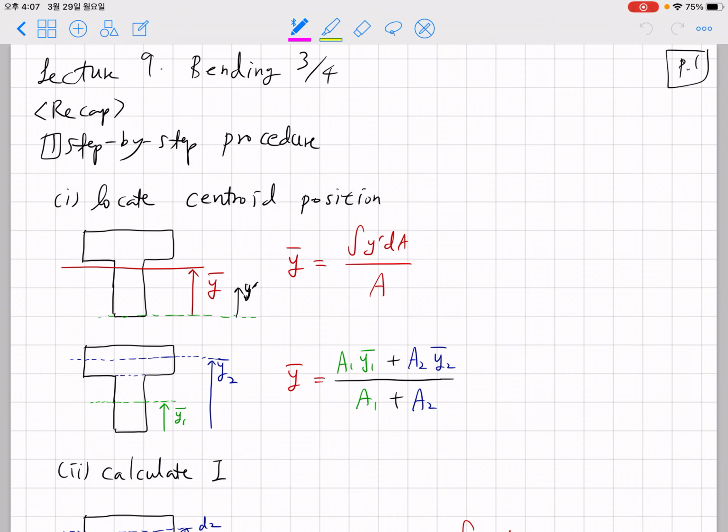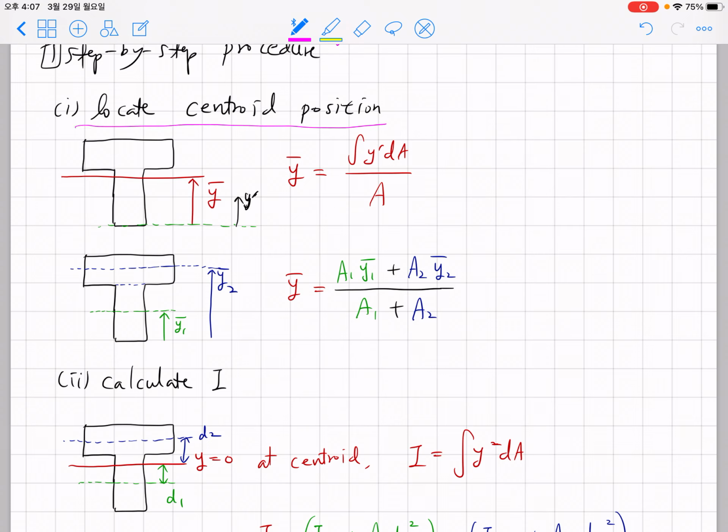And the step-by-step procedure is given as follows. First, we have to locate the centroid position, because when we write down the flexure formula or the expression for strain distribution, we use y equals 0 as the centroid position. If we don't know the centroid position, we cannot use this flexure formula at all.